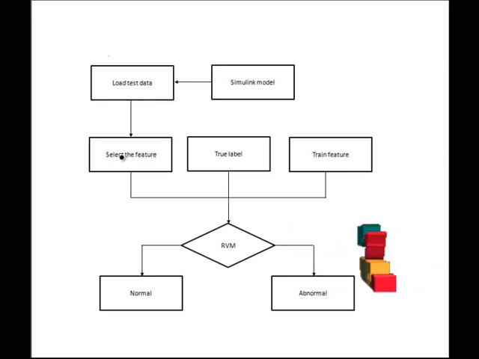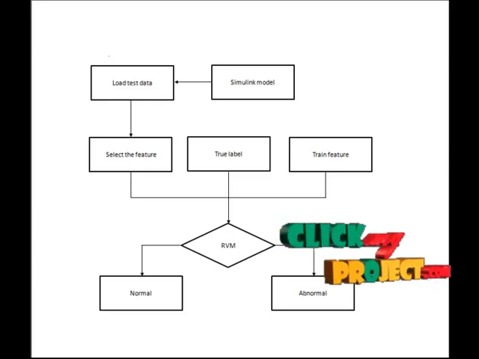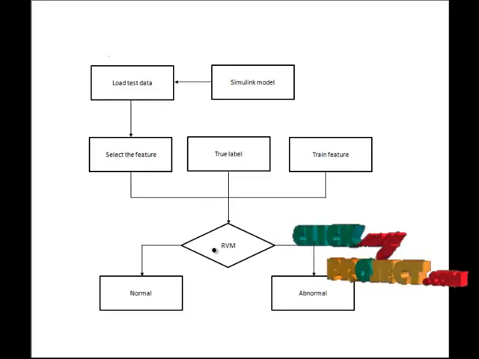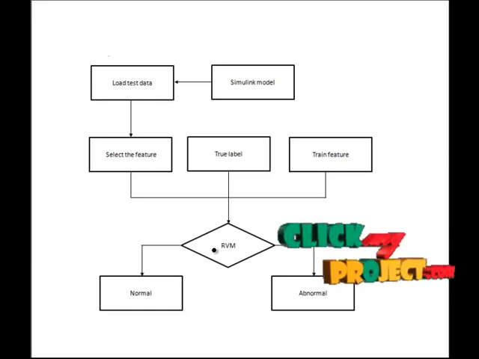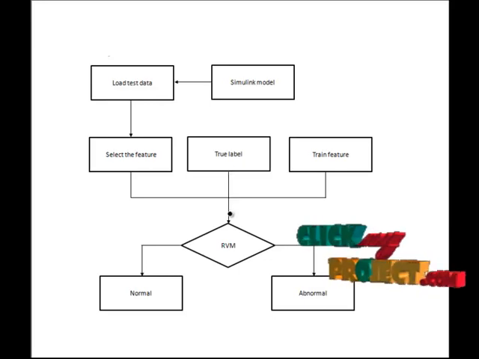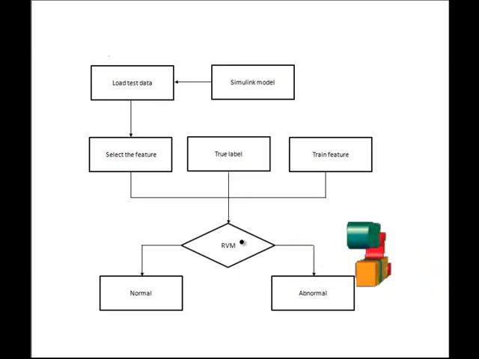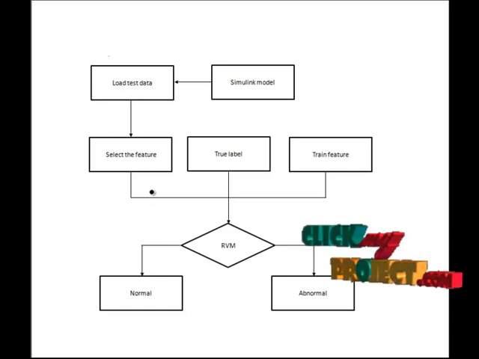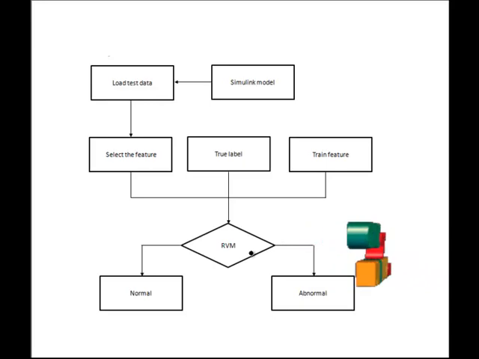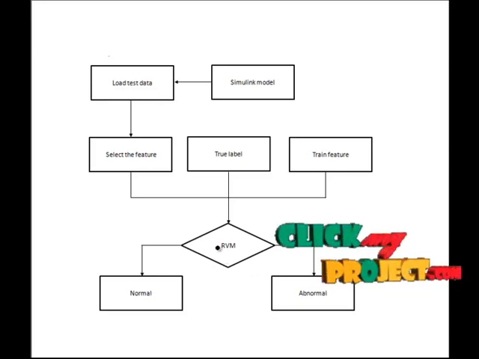It goes to the classifier process. In the classifier, we use the RVM classifier. The classifier is used to identify the fault in the Simulink model. We give the selected feature data, train feature and true label. The true label is used to train the RVM classifier based on the train feature. The selected feature is compared with the train feature and it gives whether the signal is fault or no fault, normal signal or abnormal signal.